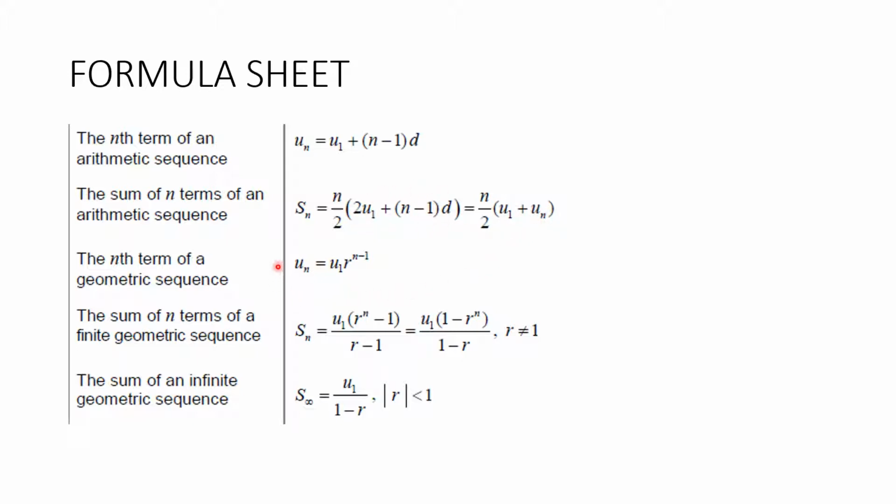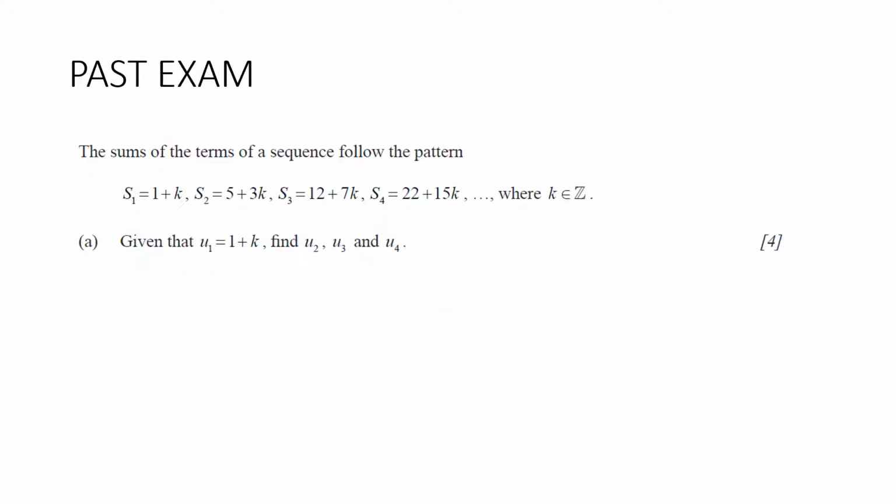We're given the nth term of a geometric sequence, and you're given both versions of the sum of n terms of a finite geometric sequence. So the one where the r's first and the one where the r is second. And then finally you're given the sum of an infinite geometric sequence.